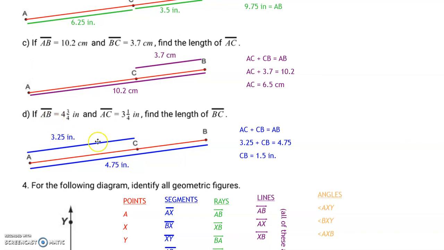And then for letter D, we did the same thing here. We subtracted both sides by 3.25 in order to get 1.5. We just solved for the missing information. This is very similar to algebra.